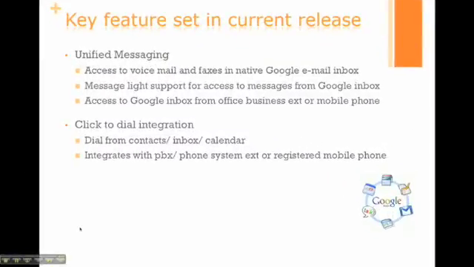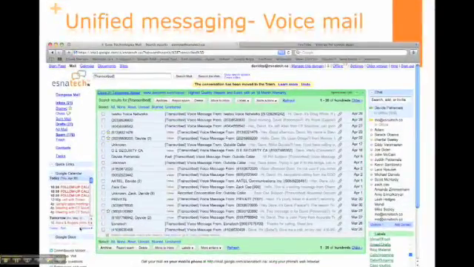What are the key feature sets in the current release of our unified communications platform integrated into Google Apps? An example is unified messaging. When I'm in this fictitious company, Esna Technologies, and I go into my inbox, you'll see I now have access by searching, using the powerful Google search, I can look up voice message, and then it would pull up all my voice messages in my inbox.